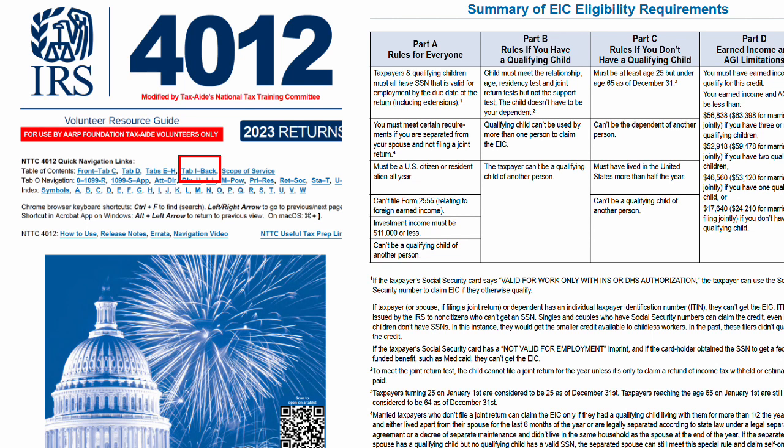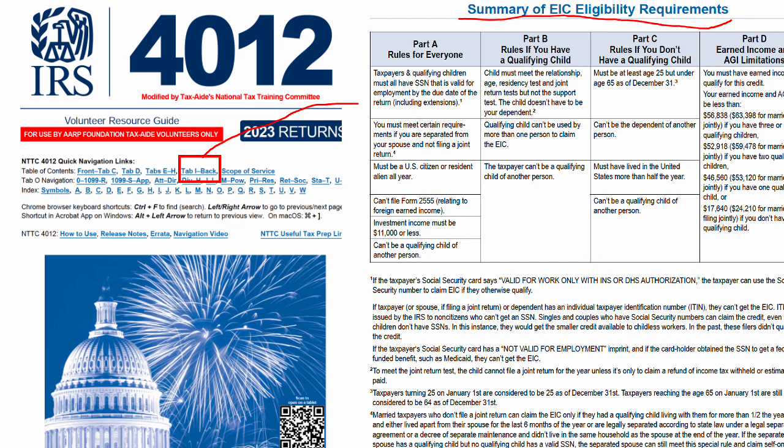So here we are. This is the 4012. You click on the pen again. I know enough when I go into the 4012 that EIC is in tab I. So I just went in the front, saved time, clicked on tab I, and over in tab I is a summary of EIC eligibility requirements. So we can look at this table and hopefully determine if Chris can claim the EIC.